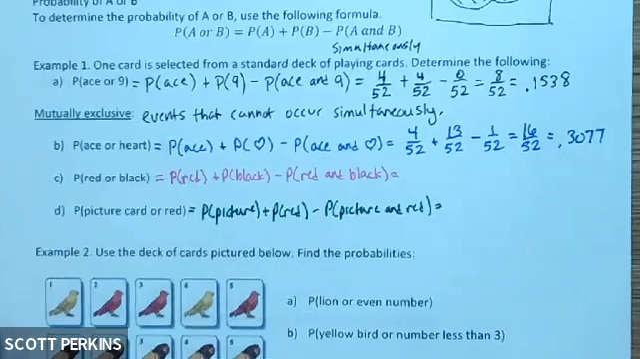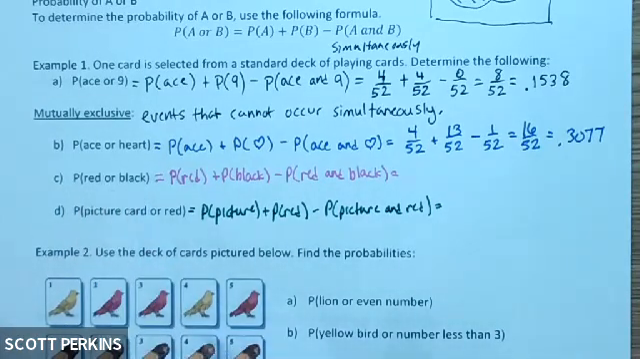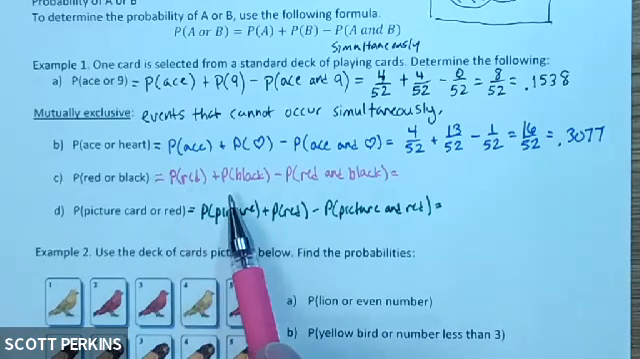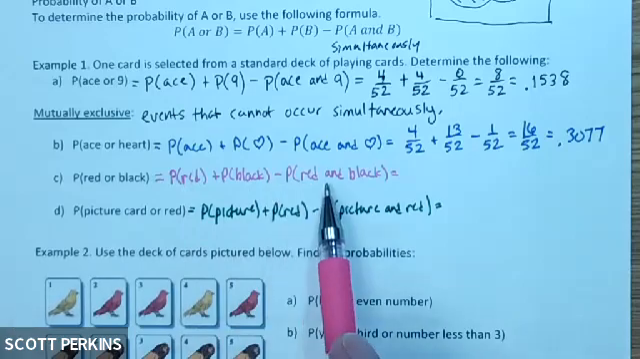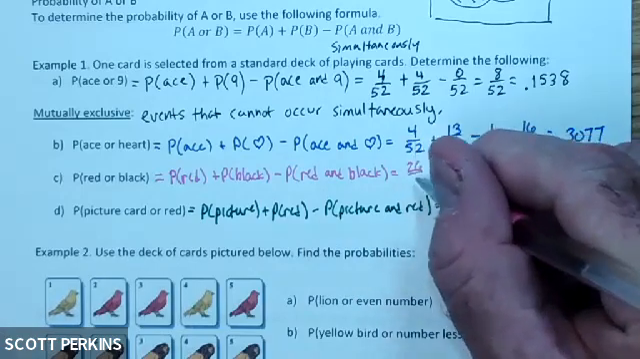All right, so the first one is I'm finding the probability of a red card or a black card when I draw this one card out. So I'm going to find the probability of a red plus the probability of a black minus the probability those two things happen at the same time. So how many red cards are there in the deck? Yep, 26 out of 52.